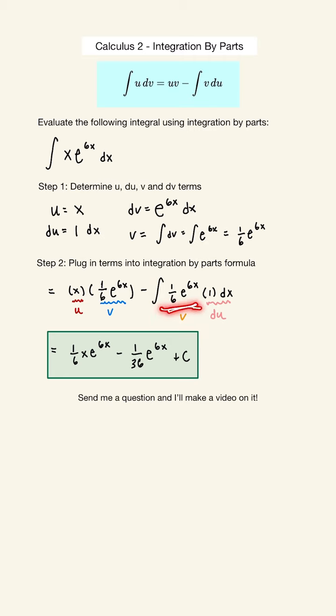And we know that this integral is very easy to do. This 6 will just come out in front and be 1/6. And so we'll get 1 over 36 e to the 6x for this integral here. And so our solution will just be the combination of the first part, uv, minus the second part, the integral of v du. And so that's what we'll get for our solution.